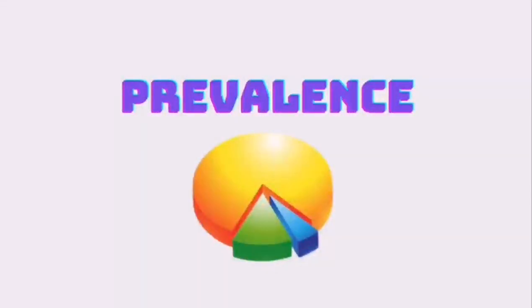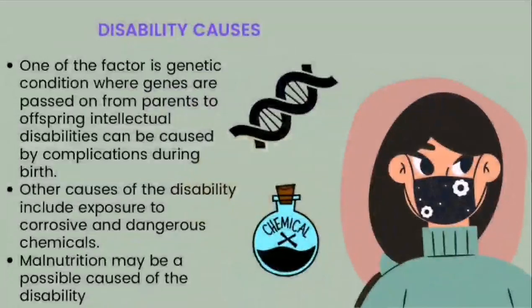Let's move on to prevalence. Let's take a look at how prevalent this disability is among students classified as having it, according to a 2003 study. Intellectual disability makes up about 6% of students receiving special education services. Right? Did you get it?